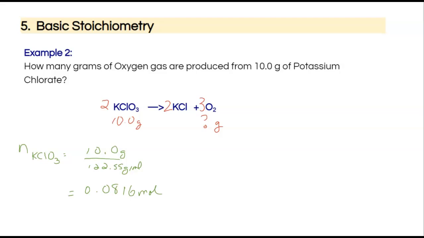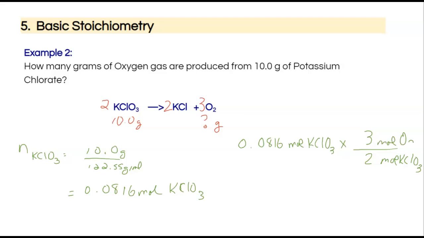And so I know that I have, let me just write this out here, 0.0816 moles of KClO3, but I don't want moles of KClO3, so I'm going to put them in the denominator to cancel them out. I know that I have 2 moles of KClO3 for every 3 moles of O2, right? And so that ratio helps me to know that I have 0.122 moles of O2 that would be produced.